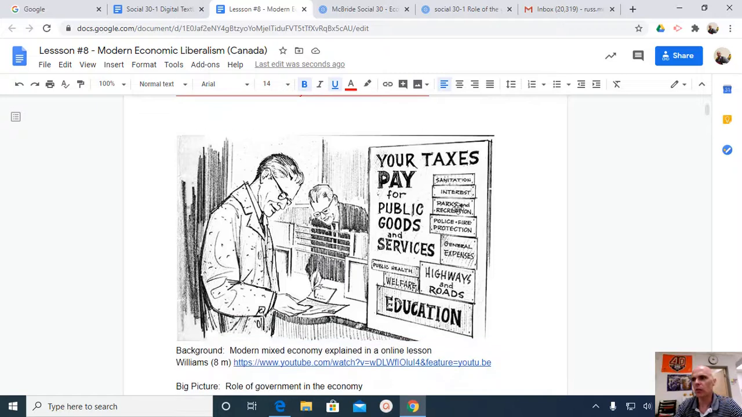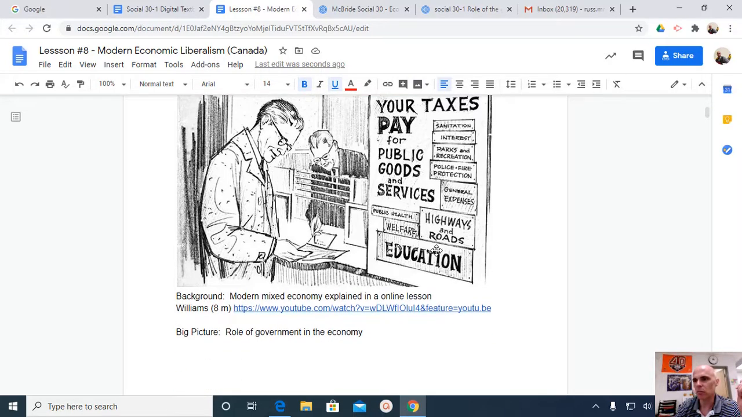So here's a nice cartoon I thought we could look at to get us started. One way the government regulates the economy is to tax individuals and corporations within it, but then they use that tax money to invest in different services within the economy. Things like public health and welfare, education, roads, parks, rec, sanitation, etc. This cartoon really captures the essence of modern economic liberalism, because we see that new relationship between government and governed where we are taxed, but in return for those taxes we expect a complete list of services from the government.